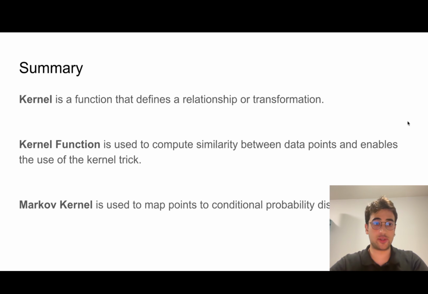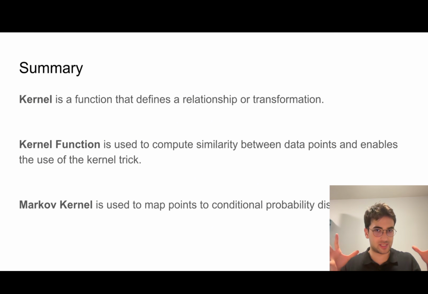As a quick summary of what we did, first of all, a kernel is a function that defines a relationship or a transformation, right? No problem here. As I've shown you in the SVM part, maybe you can remember, we can project lower dimensional data to a higher dimensional space with a kernel. But a kernel function, more specifically, enables you to use the kernel trick, and it's used to compute similarity between data points. So it's a function that computes the dot product, right?